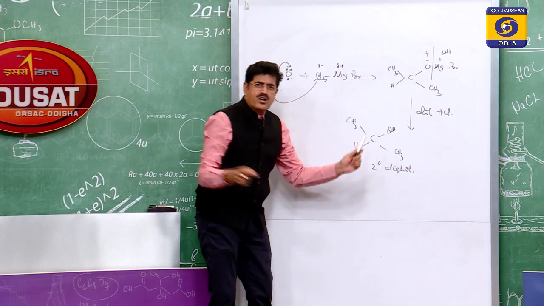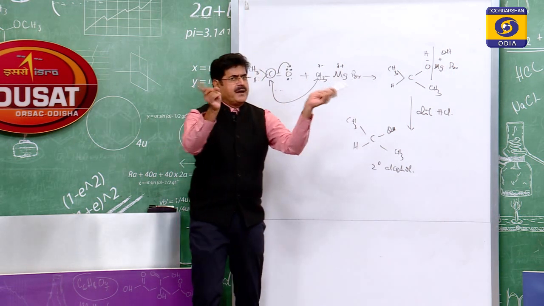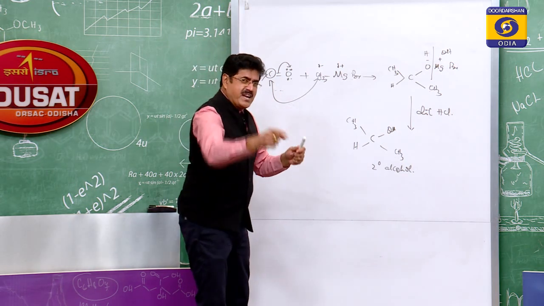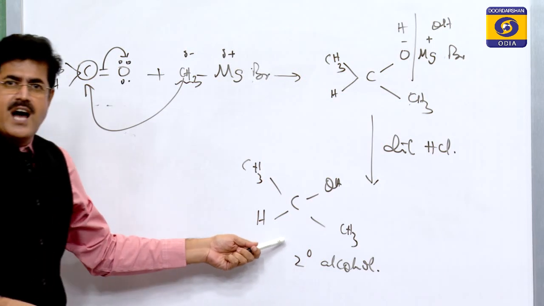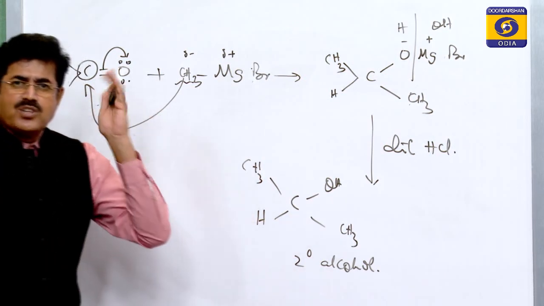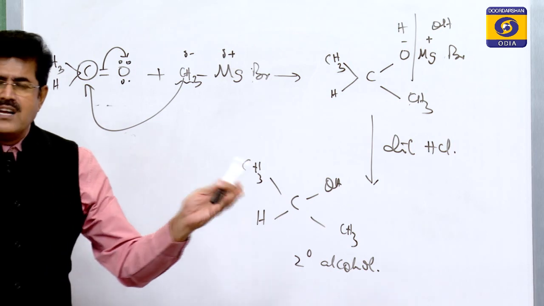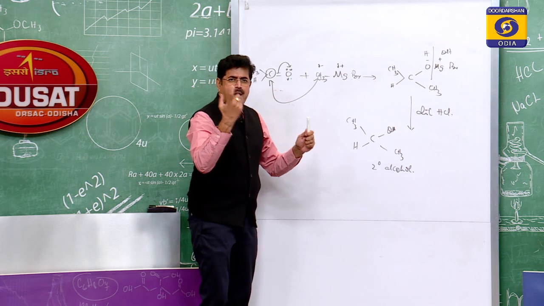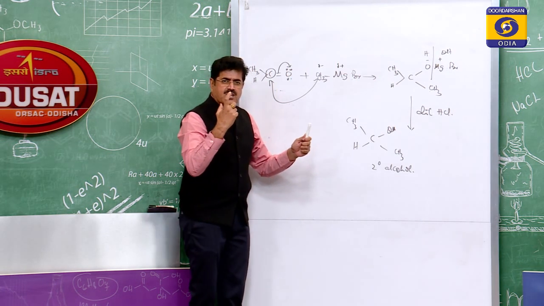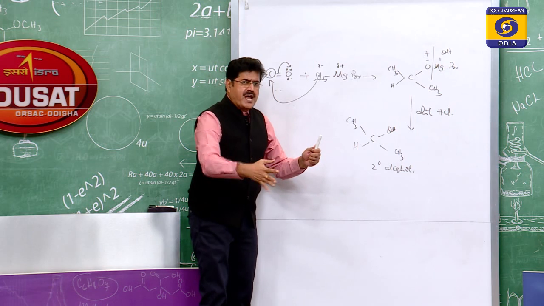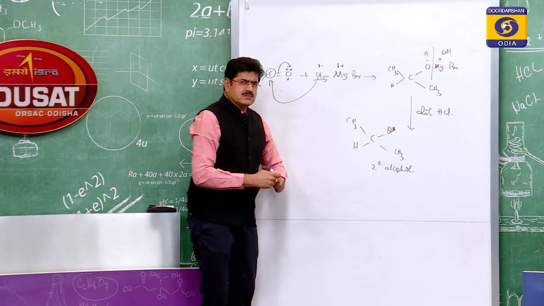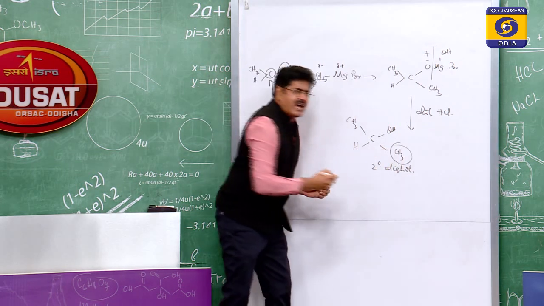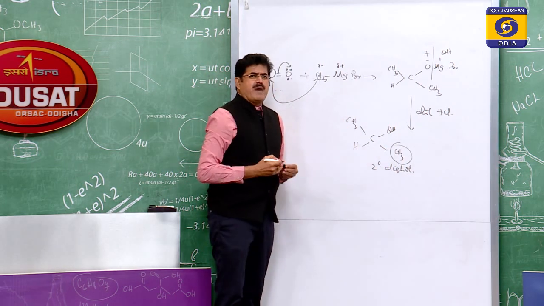So how to prepare secondary alcohol? Don't use formaldehyde, because formaldehyde gives primary alcohol. We can't use formaldehyde here. So think about which aldehyde we have to use. Let's start with the simplest Grignard reagent, methyl magnesium bromide. The alkyl group comes from the Grignard reagent, so this methyl group comes from methyl magnesium bromide.